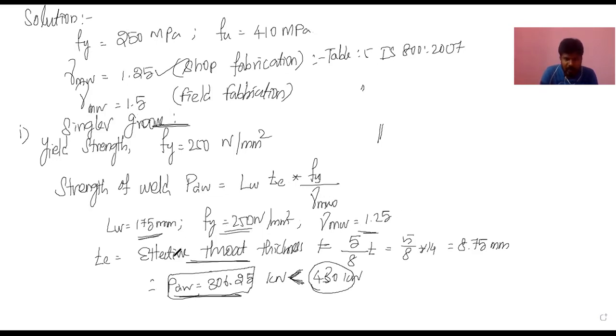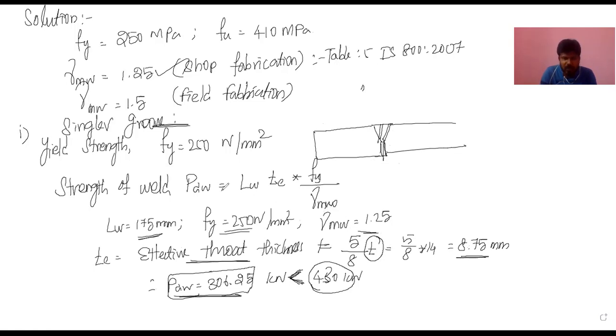So now the effective throat thickness we have to calculate. Here they have mentioned single V groove, so it won't have complete penetration in the member. It may have a joint gap. That's why we are going to take the effective throat thickness value as 5/8 times the thickness of plate. Here we choose the lesser value of plate thickness. So 5/8 into 14, we are getting 8.75.